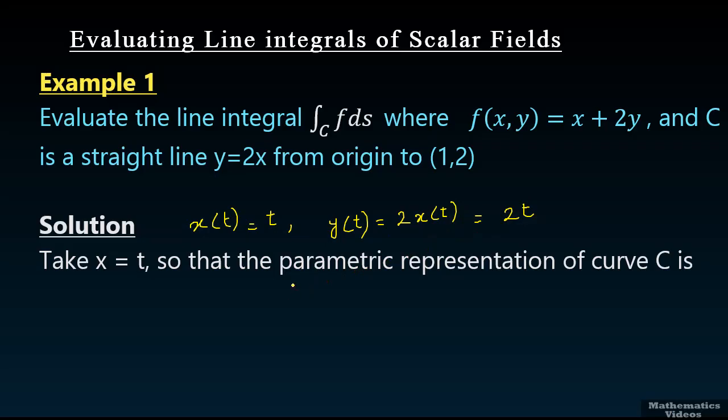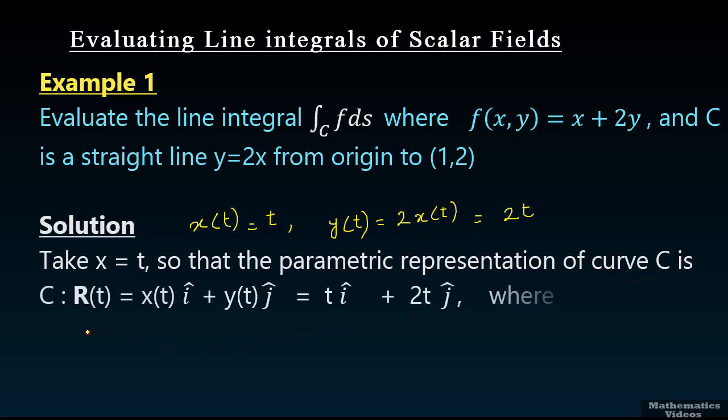So therefore the parametric representation of the given curve C is r of t equal to x of t i unit vector plus y of t j unit vector, and in place of x of t we will put t, and in place of y of t we will put 2 times t, so that the parametric representation of C becomes r of t equal to t i unit vector plus 2 times t j unit vector. Now we have to find the range of t.